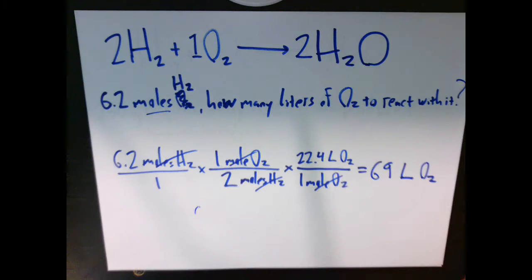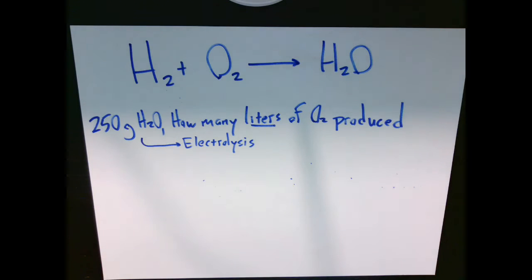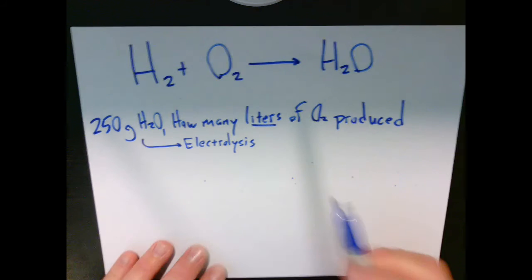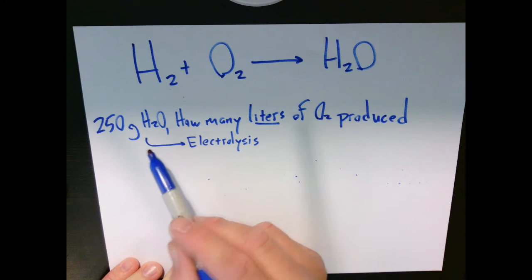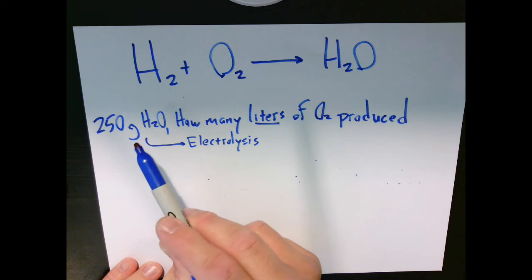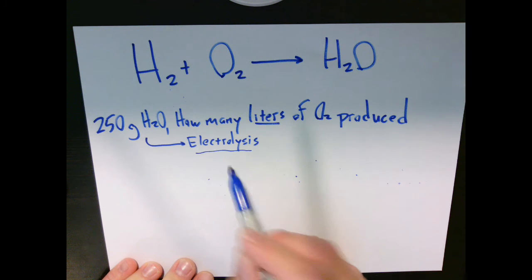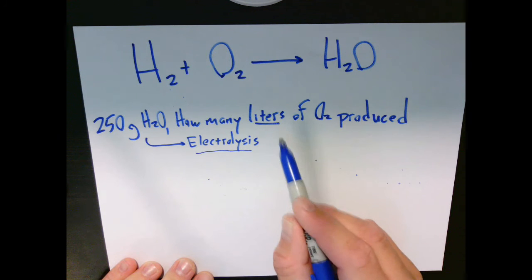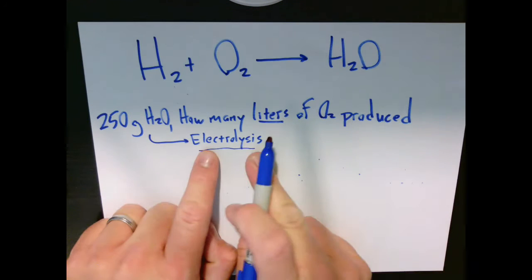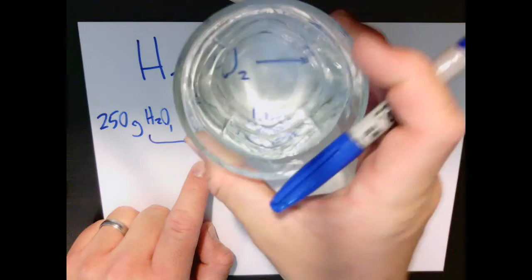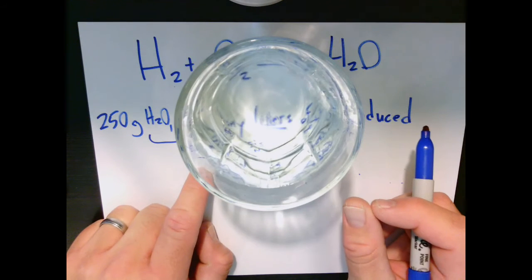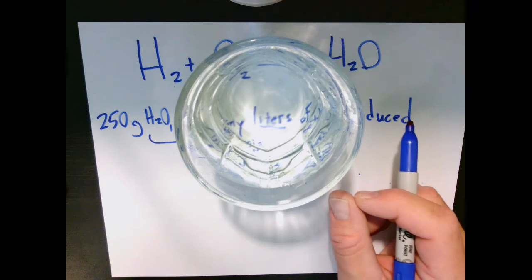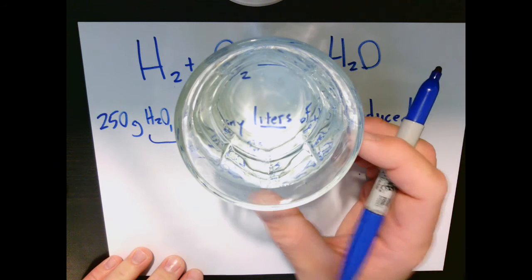All right, let's look at one more. For this example, we're actually going to reverse the reaction. Imagine we have 250 grams of water. If we were to decompose the water through something called electrolysis, how many liters of oxygen would be produced? Electrolysis is when we take water and run a powerful electrical current through it, and the energy is enough to split water into hydrogen and oxygen.